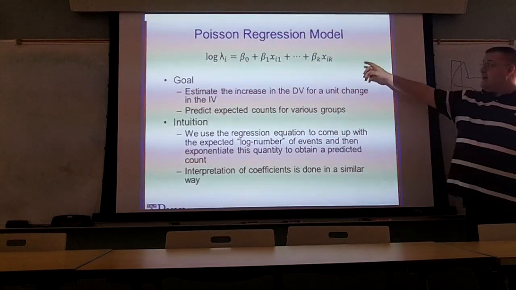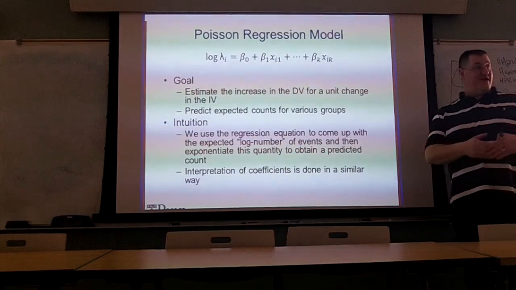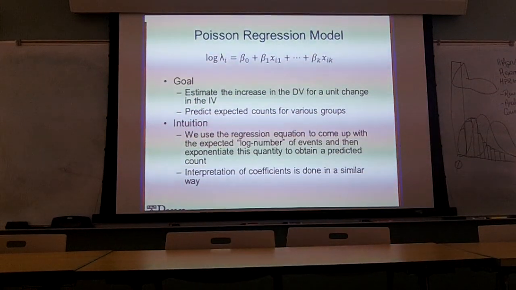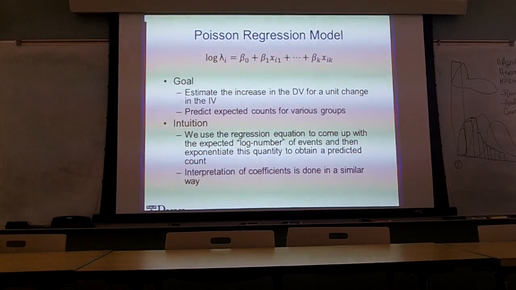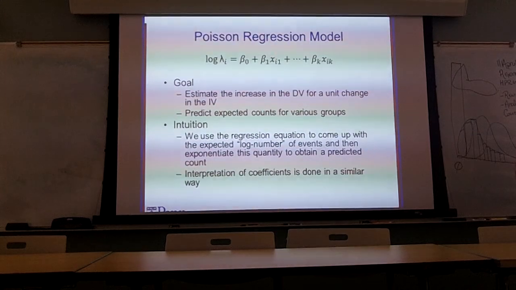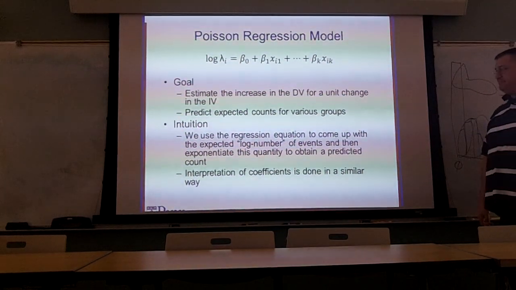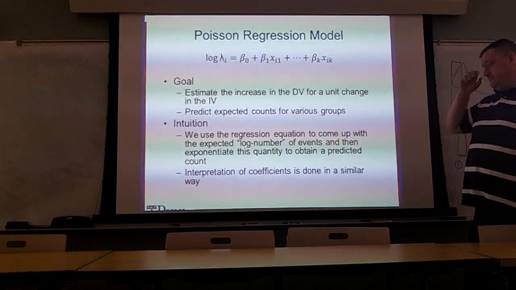So the goal is the same as in regression before. We're interested in estimating what's the increase in the expected number of events given a 1 unit change in some independent variable, some predictor. It's the same interpretation as a slope as we've been doing from the beginning. So again, nothing new to learn, right?